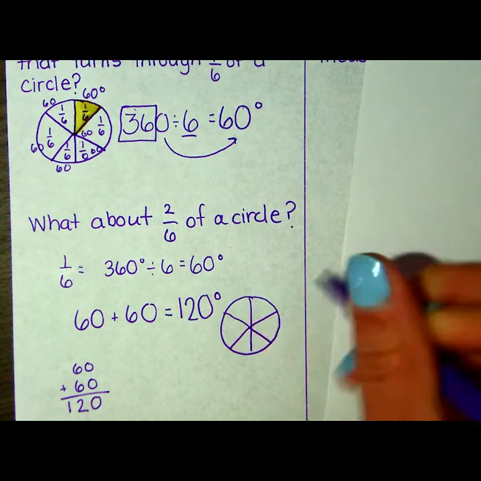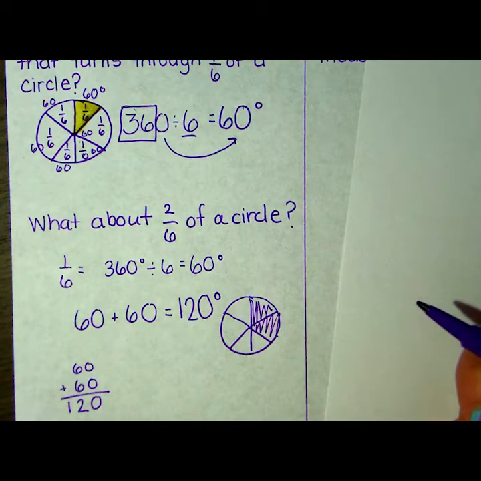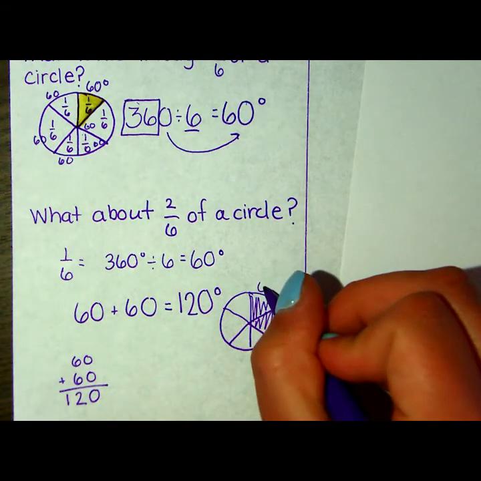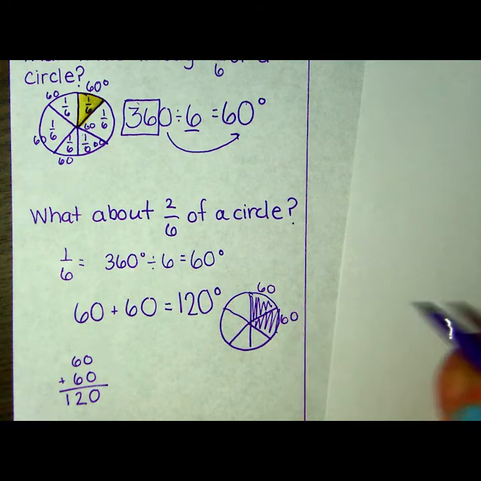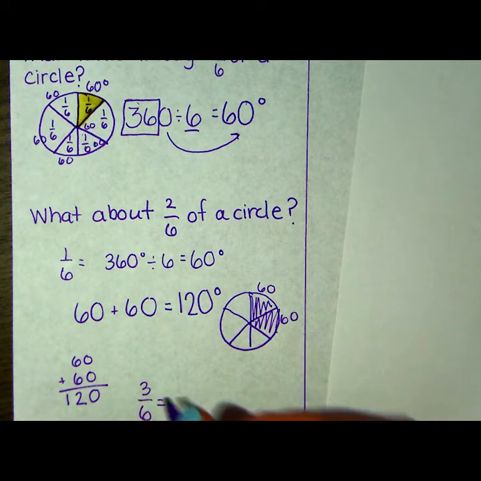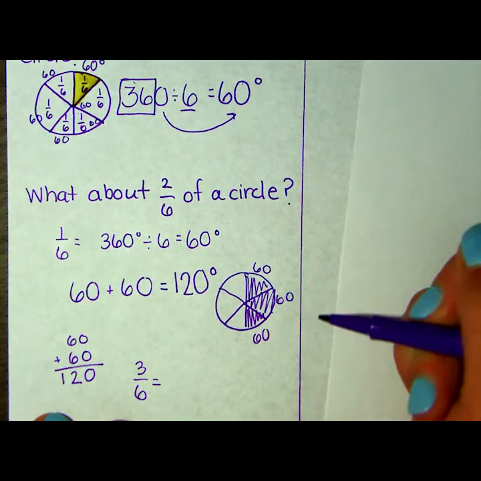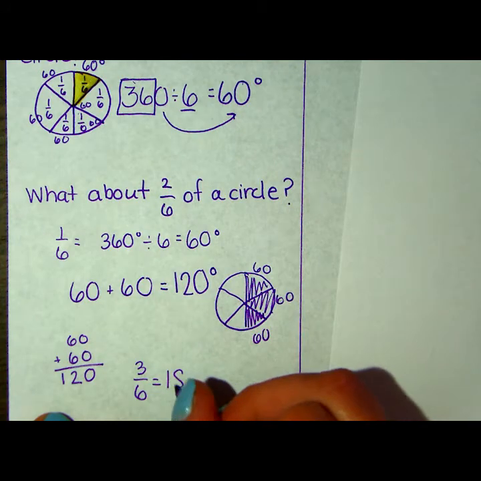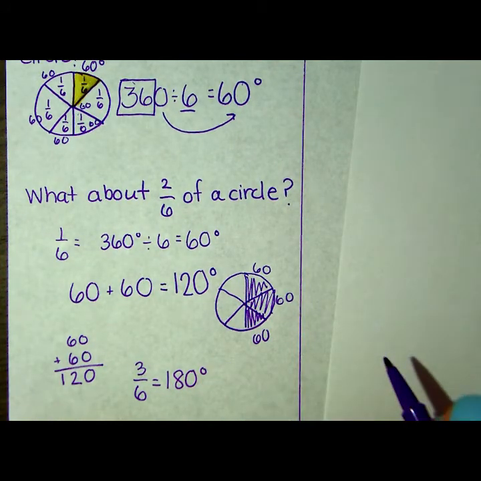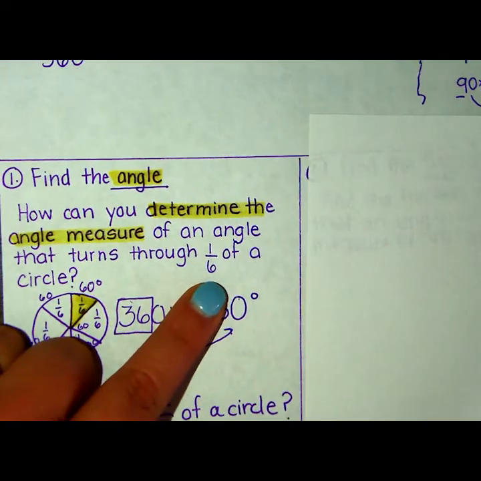And now what I need to solve for is 2/6. That's my 60 plus 60. If they asked me for 3/6, that would be equivalent to one more piece of 60. And I know that would be equal to 180 degrees. So again, that's solving for the angle measure. Given the fraction, you have to find the angle.